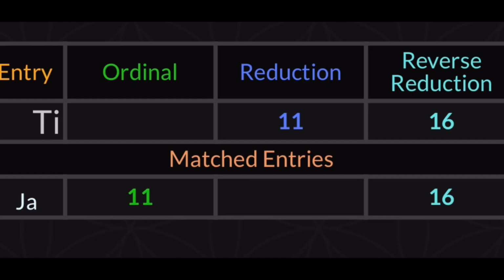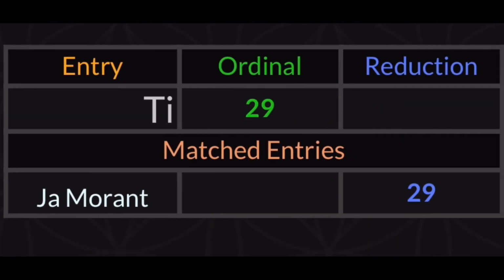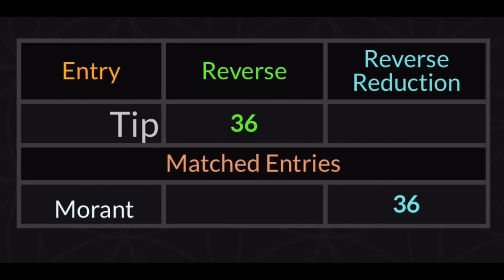And there's even more mockery with this because even T.I. is 2 letters just like Ja, and 21 is 2 numbers. So do you guys really find it a coincidence that 3 of these characters have the same amount of letters in their name? And on top of that, T.I and Ja both equal 11 and 16 in Gematria, and T.I equals 29 and Morant equals 29. And then T.I's other name is Tip, and Tip equals 36, and Morant also equals 36.